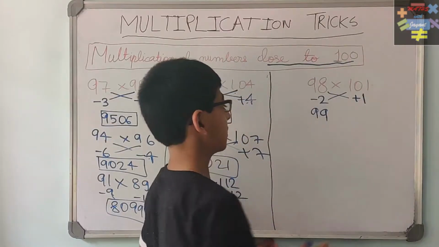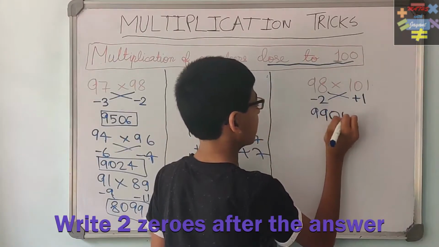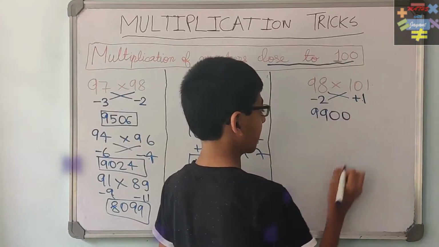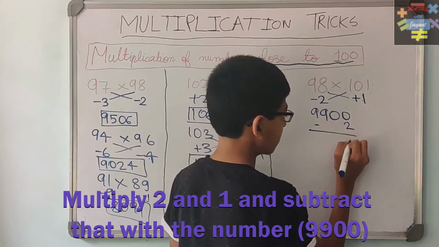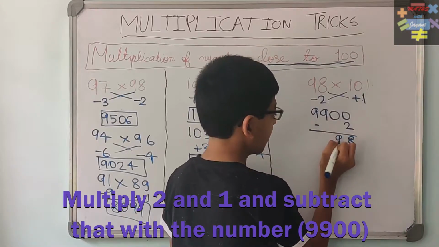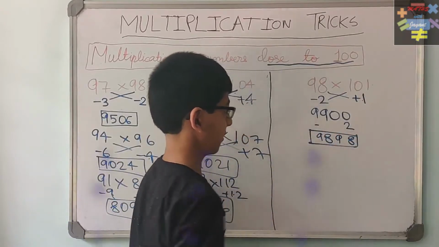Now over here there's a small difference. Unlike the other two, we have to first put 2 zeros over here. Then 2 into 1 gives us 2. We've got to subtract that. 9900 minus 2 gives us 9898. This is the answer.